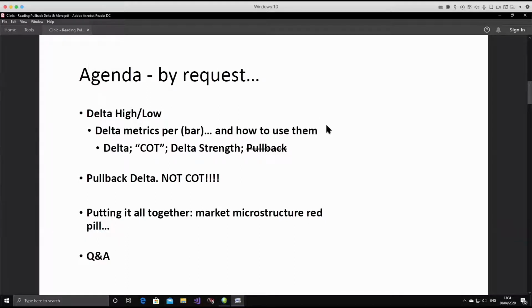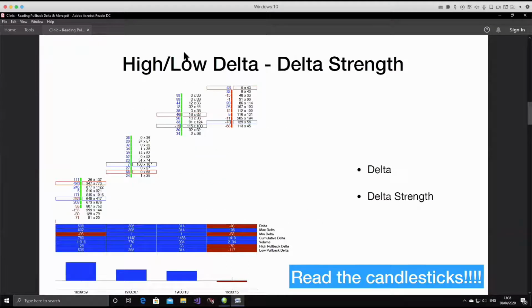I've put the original topics here from the Delta Deep Dive clinic. So we covered delta high-low when we were talking about per bar delta metrics and how to use them. But let's dive straight in. So high and low delta and how to interpret this. We can really summarize this as delta strength.